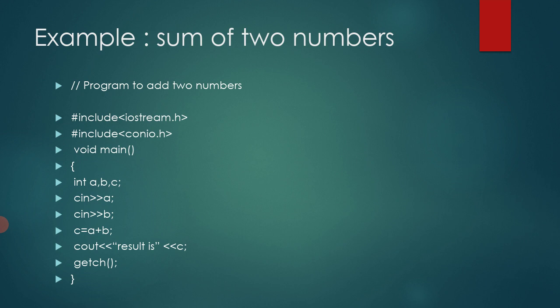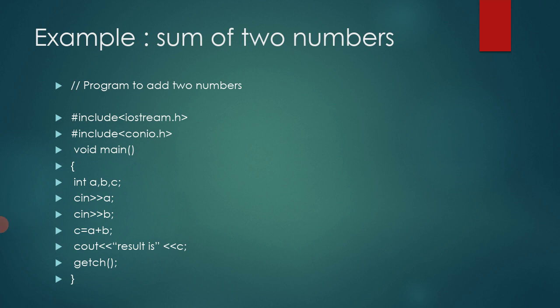Next line is cin, cin operator a. Whenever you have to use cin, you have to make use of this operator, that is the insertion and extraction operator. In cin and cout, we have to make use of both insertion and extraction operators. So cin operator a, this statement is used to get the value of a from the user, whereas the next statement is cin b. This statement is used to get the value of b from the user.